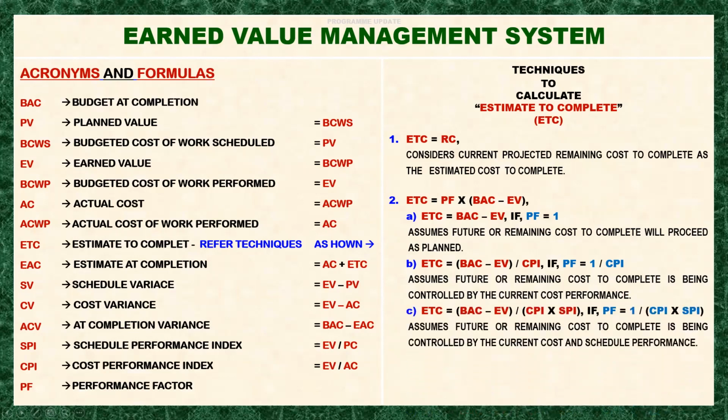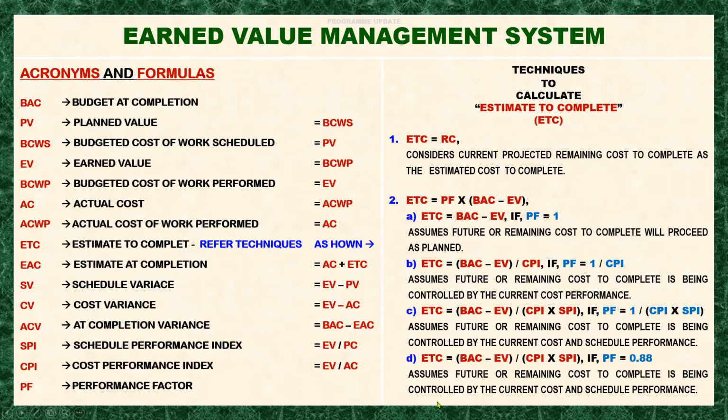Next, ETC. In this formula, we are assuming that the future or remaining cost to complete is being controlled by the current cost and schedule performance. This formula is derived by referring to the general formula, which is PF multiplied by the BAC less EV. It is derived if the PF is equal to 1 divided by the product of the CPI and the SPI. So it comes up to this formula.